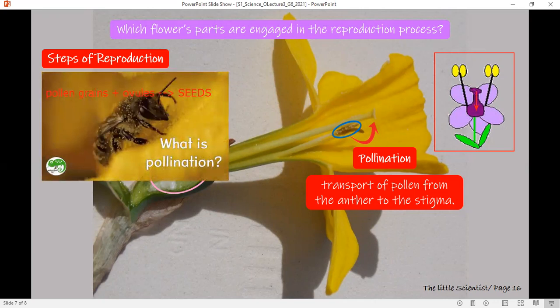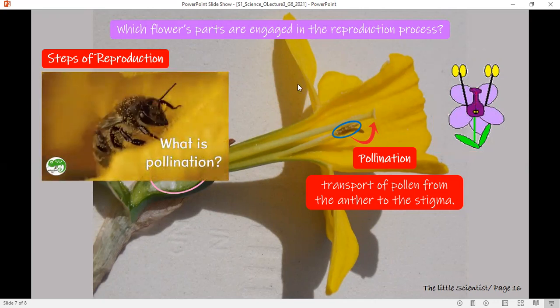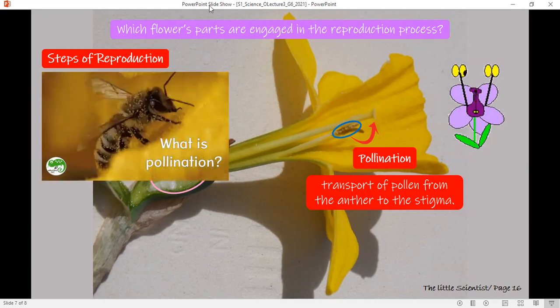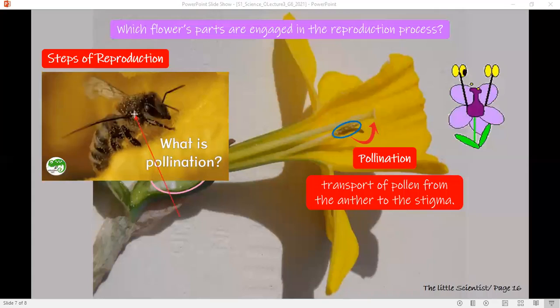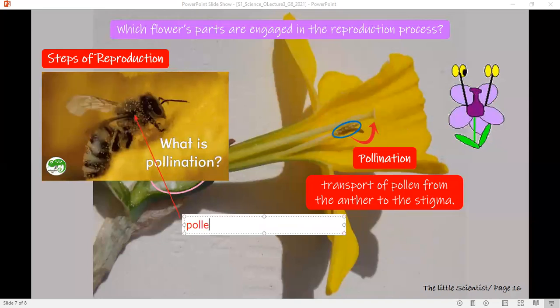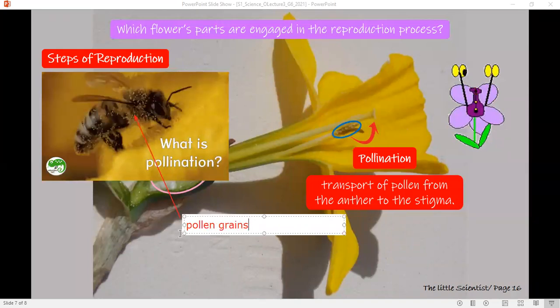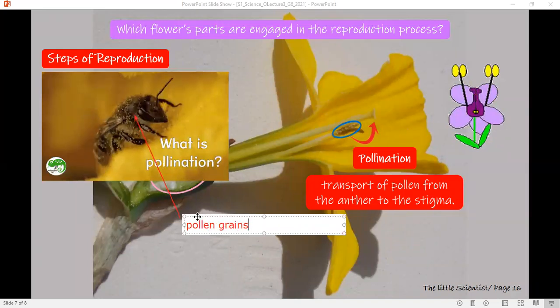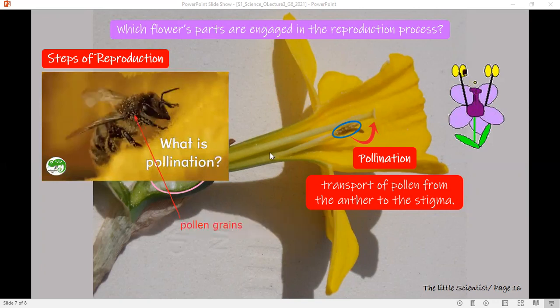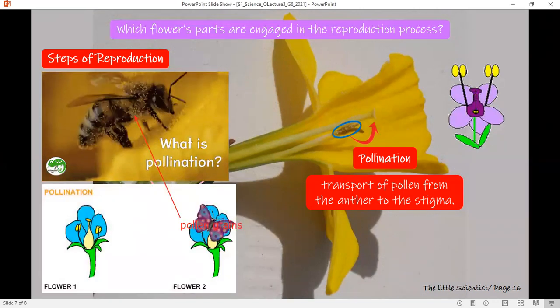Who makes pollination, or who helps in pollination? Here is the job of the pollinators or the pollen helpers. Can you see the yellow powder on the bee's body? This yellow powder, look at the bee's body. So these are pollen grains. Pollen grains will be moved by the bee from the anther to the stigma.